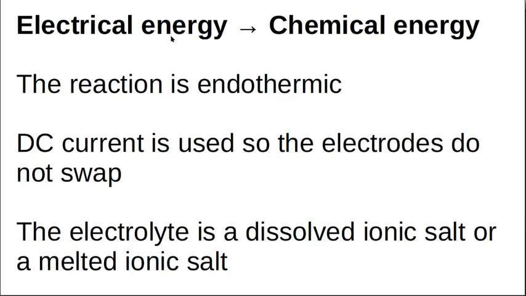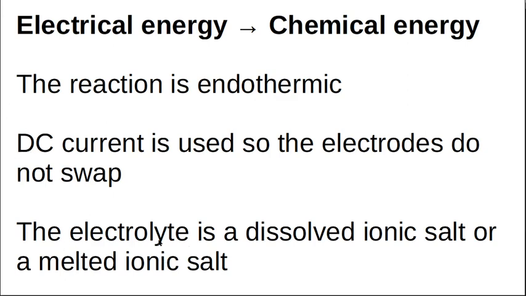You need to remember this. They like to ask you this. The reaction's endothermic. You're obviously putting in energy. We always use DC current. Remember, with AC current, the anode would be the cathode and the cathode would be the anode. It would keep flipping. So the only way to keep the anode and the cathode is to use direct current. Okay, so usually they'll pipe in an AC supply, and then they will put in what they call a rectifier to turn the AC into DC.